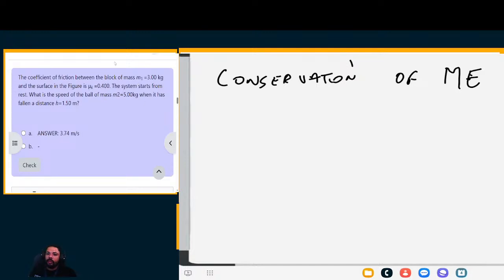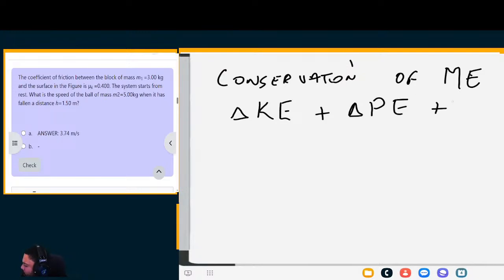So the conservation of mechanical energy means, according to this law, that the change in the kinetic energy plus the change in the potential energy, which I'll write as PE, plus the work done by an external force, is going to be equal to 0 according to the conservation of mechanical energy. This all will be equal to 0.